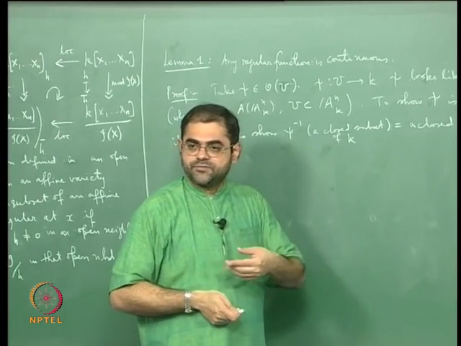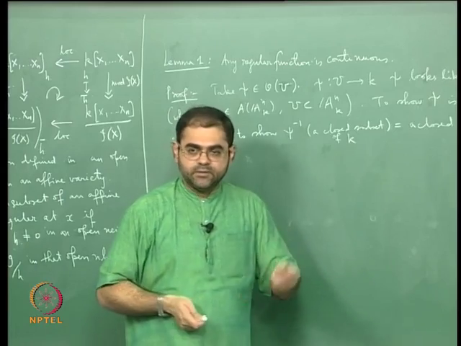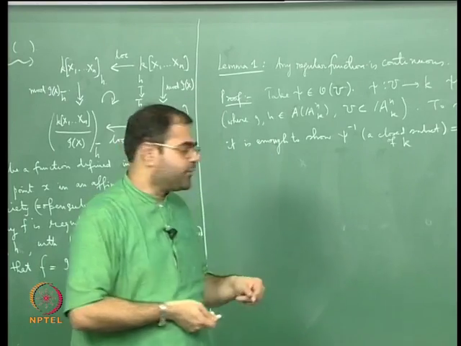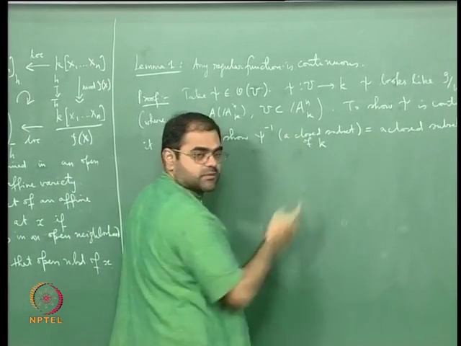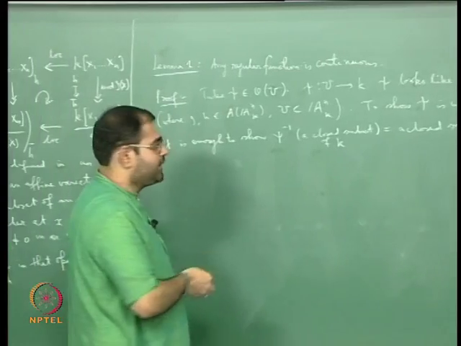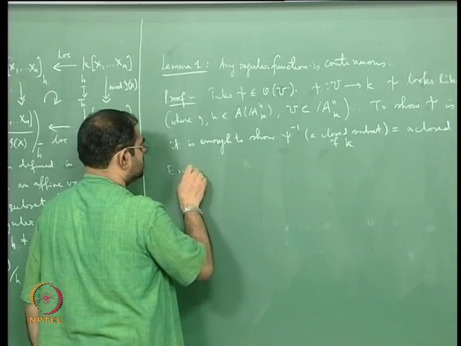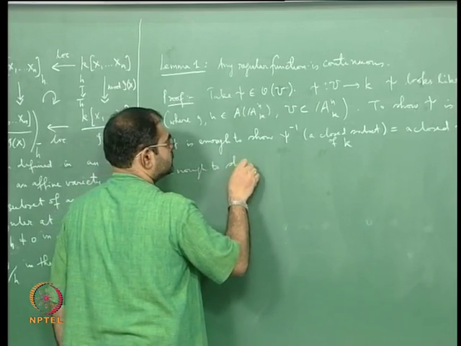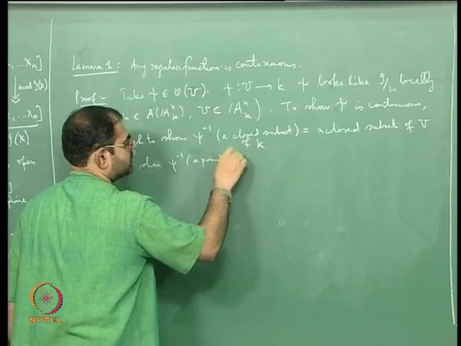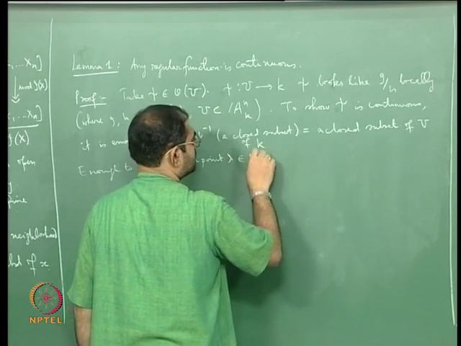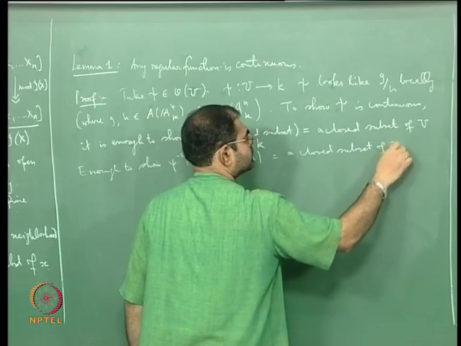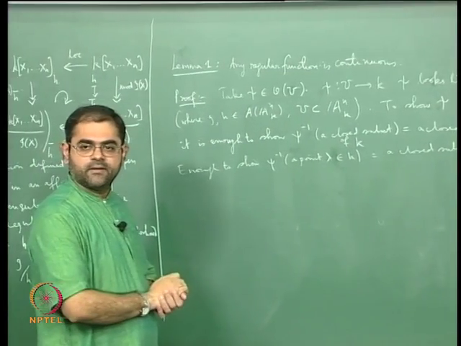Psi inverse behaves well with respect to unions. Psi inverse of a union of sets is the union of psi inverse of those sets. So to show that psi inverse of a finite set of points is closed, it's enough to show that psi inverse of a single point is closed. So it is enough to show that psi inverse of a point lambda in K is a closed subset of U. This is what I have to show.